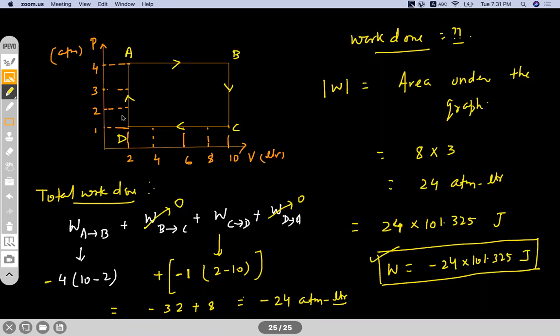Yes, B to C is zero because volume is constant. There's no change in volume.